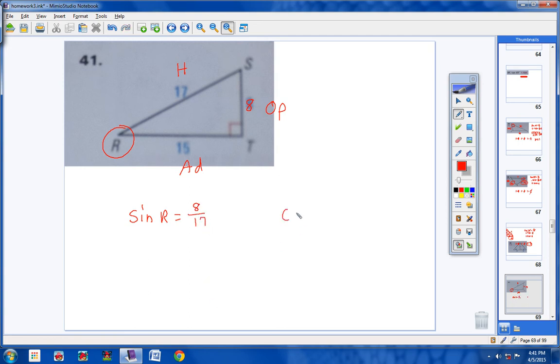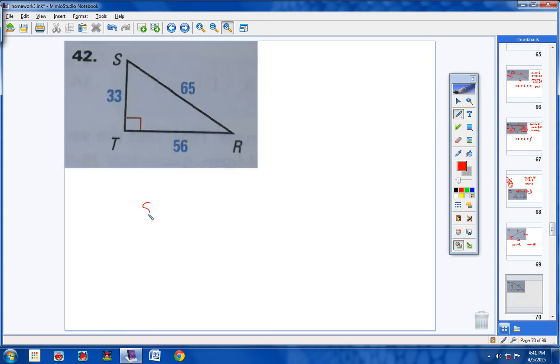Now let's find the cosine of r. Well, we're still dealing with angle r, so there's no need to circle r and do all of this again. Cosine of r is adjacent over hypotenuse, okay? So adjacent is 15, and hypotenuse is 17. So the cosine of r is 15/17. Okay? Alright, moving on to number 42.